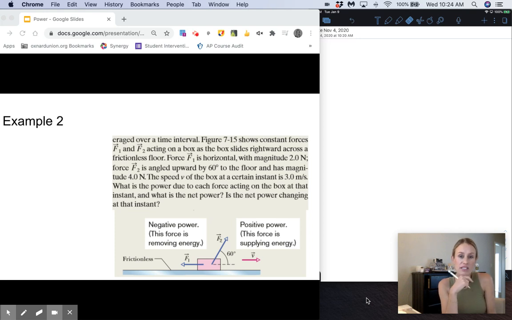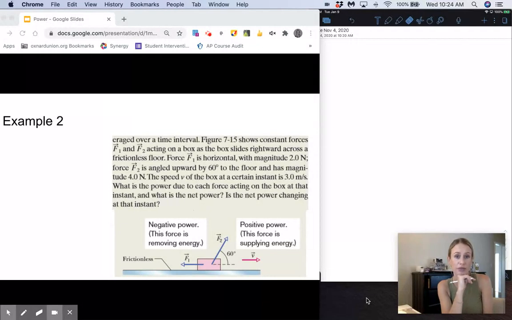All right, so this figure shows constant forces F1 and F2 acting on a box as the box slides rightward across a frictionless floor. Force F1 is horizontal with a magnitude of 2 newtons, and force F2 is angled upward by 60 degrees to the floor and has a magnitude of 4 newtons.